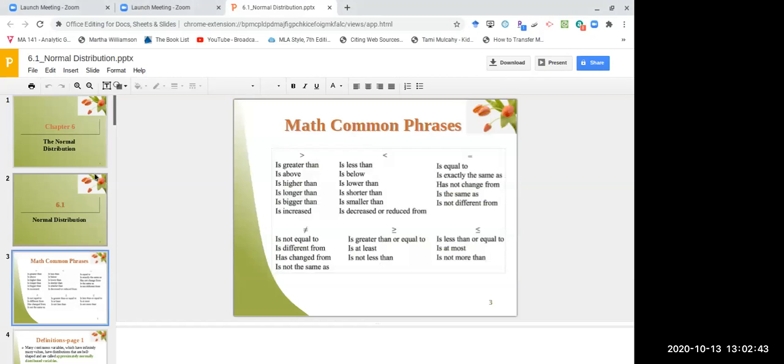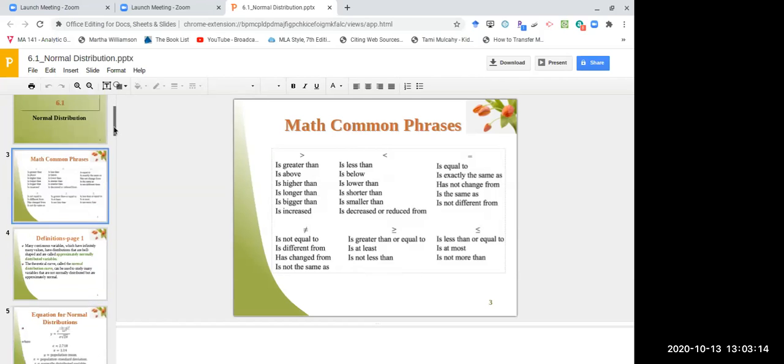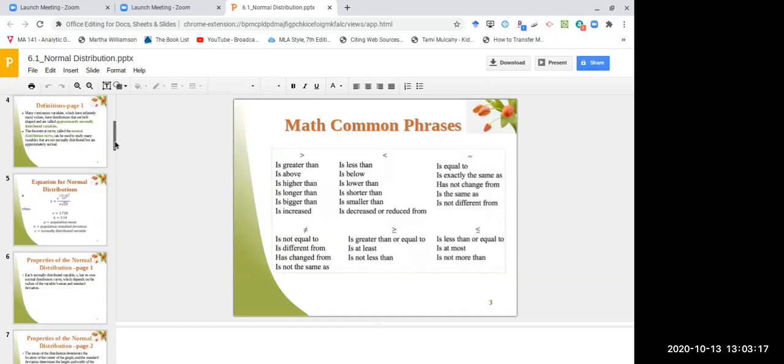At the beginning of the chapters, you're seeing this math common phrases slide, and in the math common phrases slide, you see greater than, the arrow pointing to the right, and you see all of the phrases that mean greater than. Similarly, for less than, the arrow pointing to the left, all the words that mean less than. So study this, keep this handy. This is going to come in very handy a little bit later when we start doing word problems and you have those phrases in there. This is your definition.